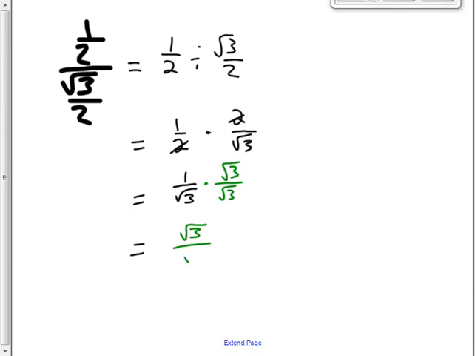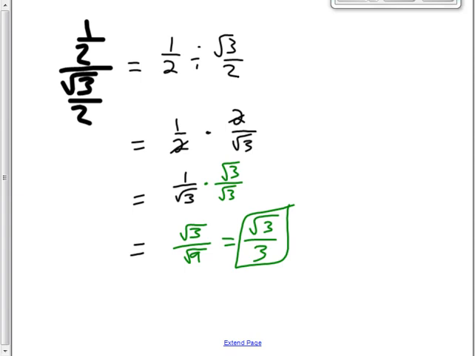On the bottom I get the square root of 3 times the square root of 3, which is the square root of 9. If you're remembering back to what happens with that, the square root times the square root of the same number, the square roots cancel out. And so the square root of 9 actually is 3. And so the tangent value actually is the square root of 3 over 3.